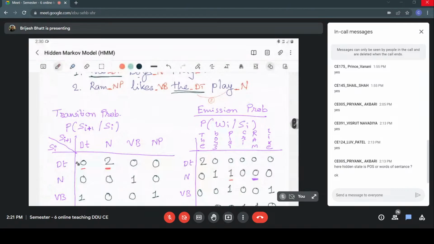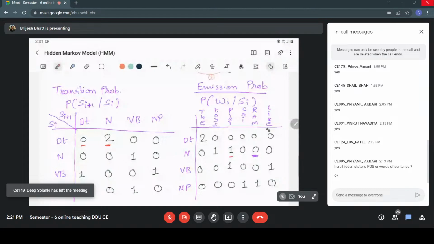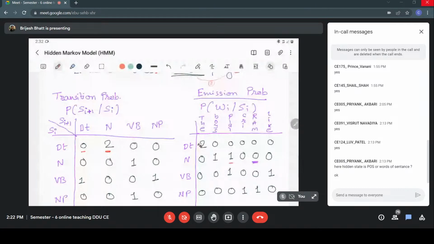Similarly, create an emission probability table where you see how many times determiner was boys, how many times determiner was play, how many times determiner emits cricket, how many times determiner emits Ram, and how many times determiner emits likes. If you see, there are two cases where you assign DT in the corpus. In one case it was the, and in the second it was the as well. And both times the determiner emitted the word the. And so on, right? This is how we prepare our transition and emission probability tables.